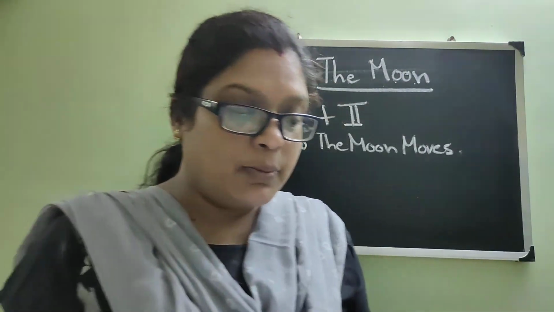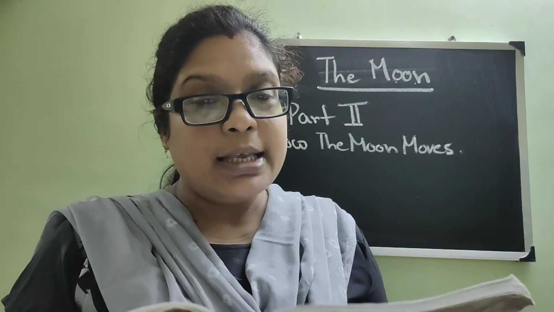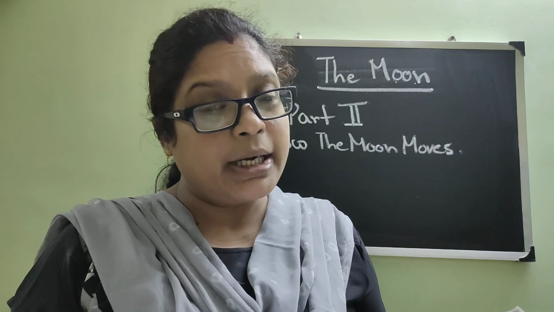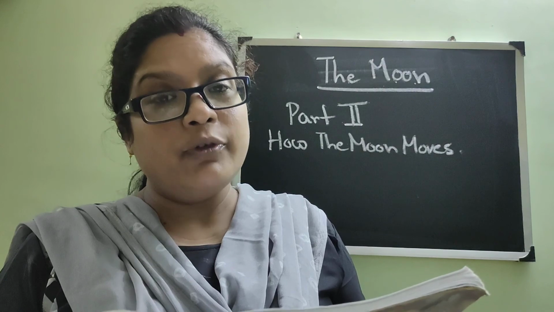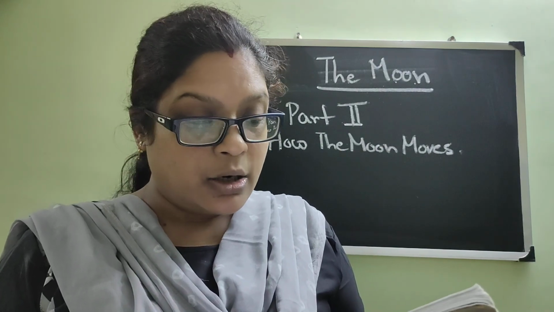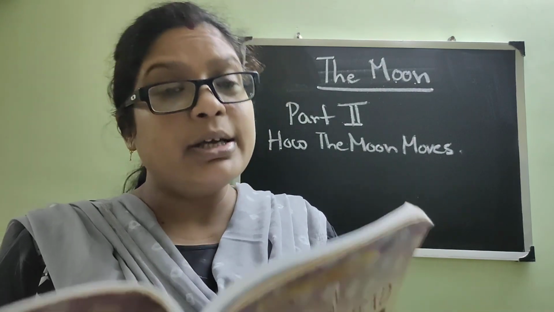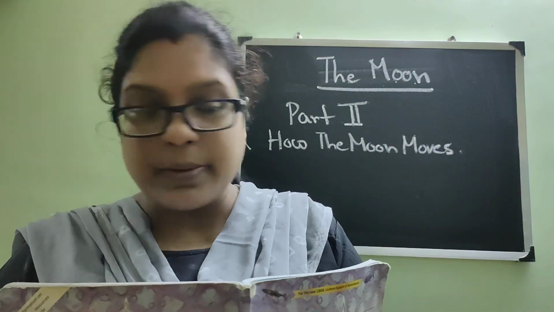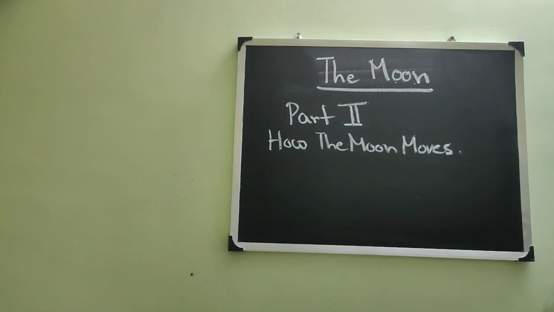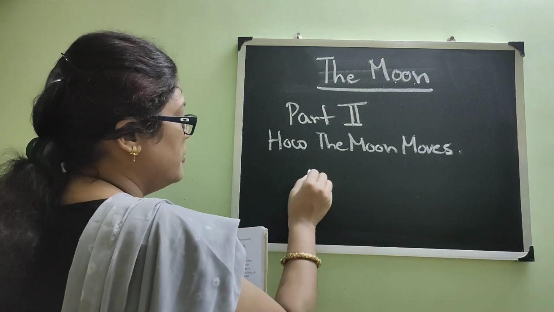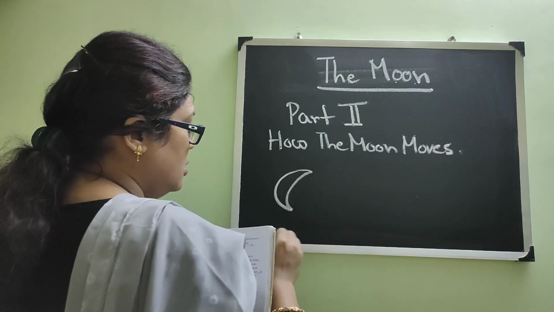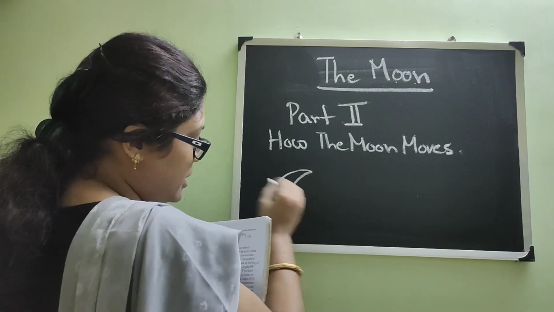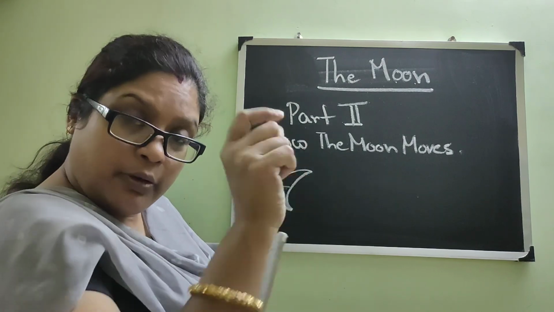Phases of the moon. The moon as seen from the earth appears to change its shape every day, isn't it? If you see the shape of the moon on two or three consecutive days, you will see that the shape of the moon is changing day by day, isn't it? From a thin crescent. Crescent is a particular shape. It looks like this: the two ends are thin and this part is thick. This is called a crescent. Okay.